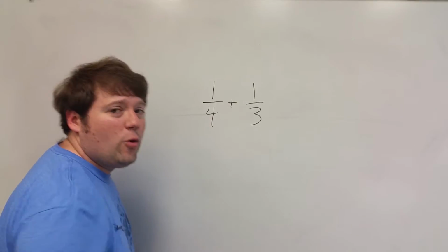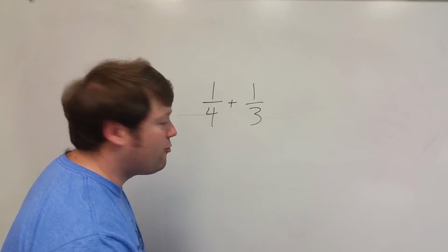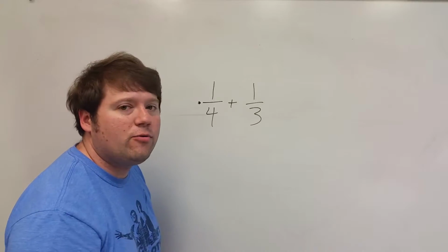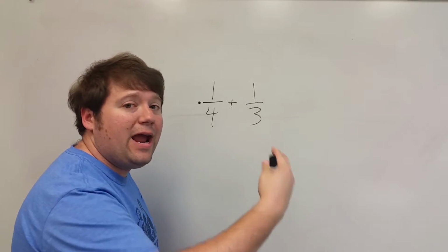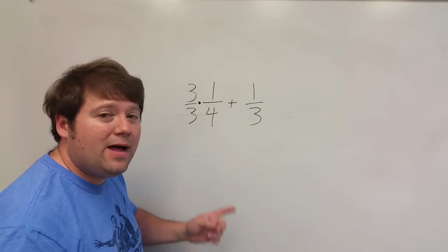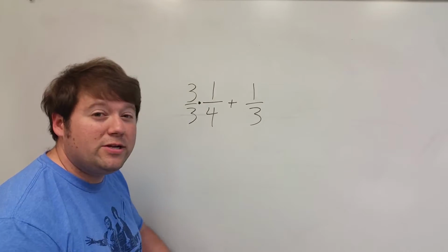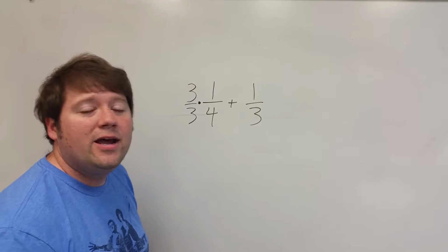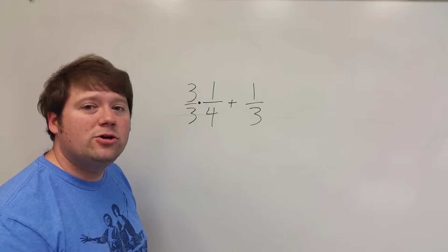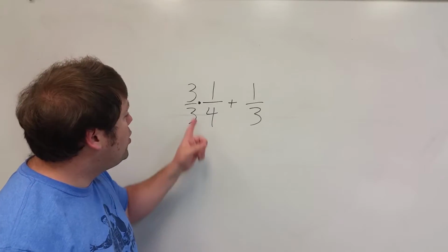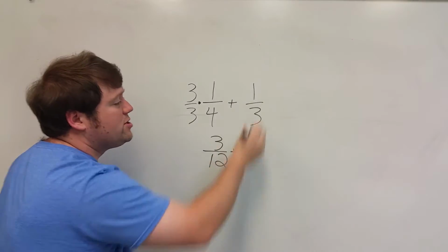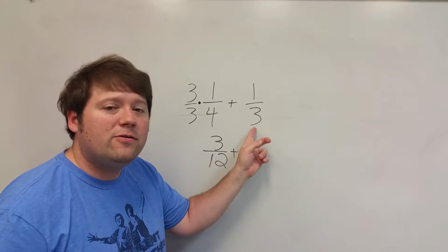Now, to change 4 to 12, it means we're going to multiply it by 3. Here's the thing. We can't just multiply our denominator by 3. We have to multiply the denominator and numerator by 3. The reason that works is because when we multiply by 3/3, we're really just multiplying by 1. 3/3 is 1. And if I multiply a number by 1, I haven't changed its value. I may change the way it looks, but its value remains the same. So, we get a new fraction here. We get 3/12.